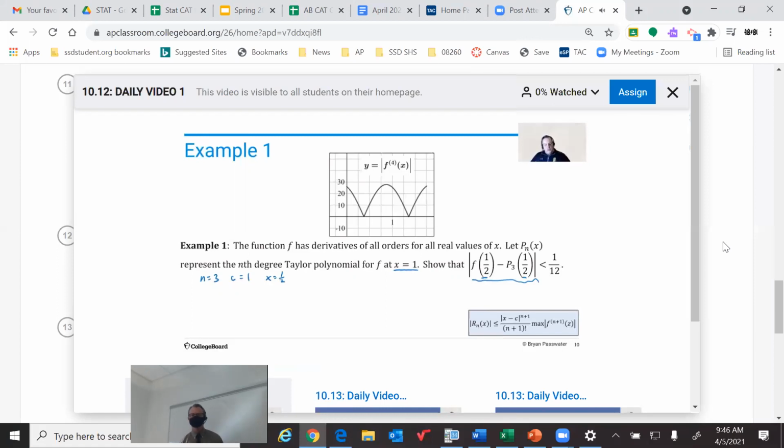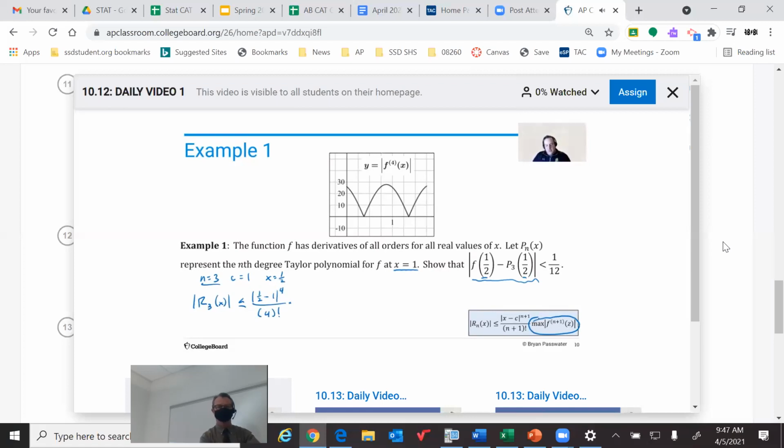And so if I go through this process, I know that the Lagrange remainder here is going to be bounded by the absolute value of 1/2 minus 1, x minus c, to the n plus 1 power, meaning if I'm doing a third degree, I've got to use the next term, which would have been the fourth degree, over n plus 1, or 4 factorial, and then times, and this is that important part, the maximum possible derivative value of the fourth derivative, right?